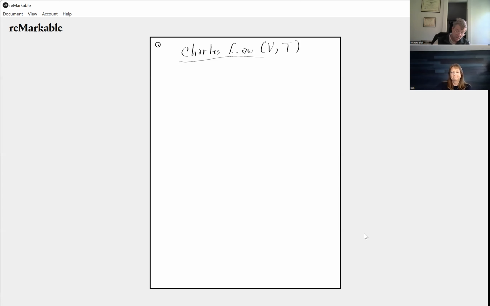Okay. So again, we're going to start with the ideal gas law. In order to derive this, we want volume and temperature on the same side. So we're going to divide both of these sides by pressure to get rid of pressure on this side, and temperature to get rid of temperature on this side. And what are we left with? Volume over temperature.